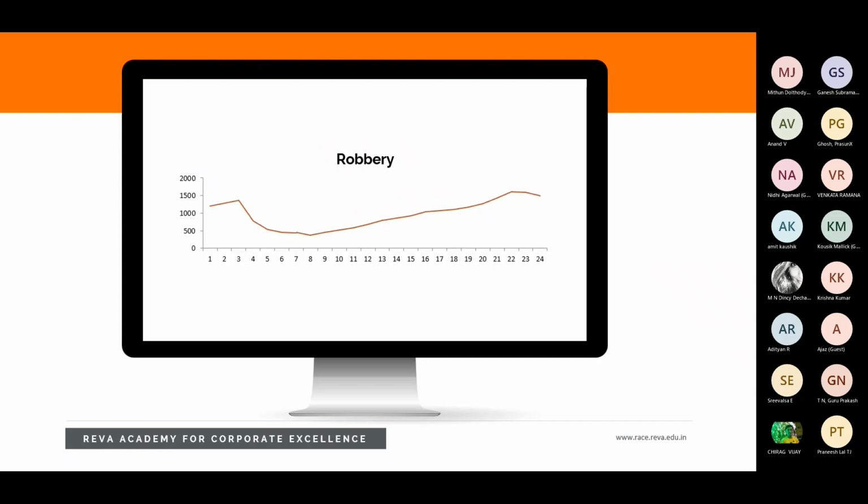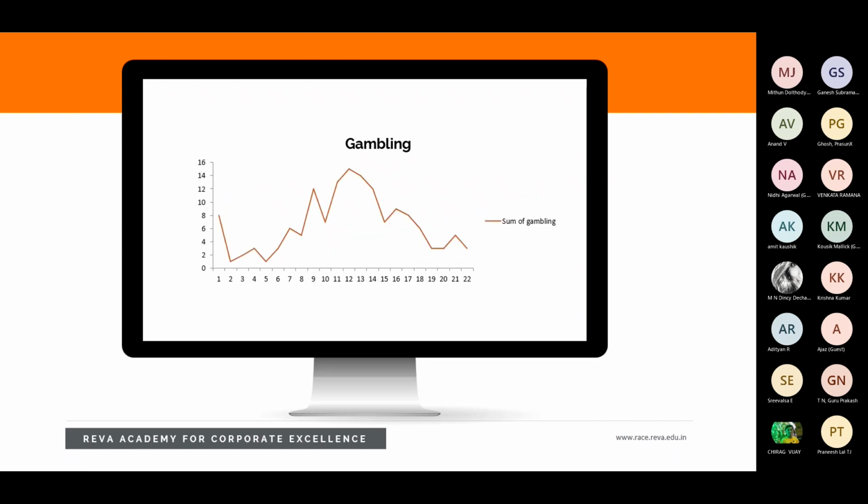Look at robbery, a completely different profile. Understandably, after around 10 o'clock onwards, it just picks up. Look at gambling. Look at the graphs itself. This graph is the earlier graph. Now this is the new graph. Gambling and such things happen in the United States of America. This is in San Francisco. This is live data, not cooked up data. So this is happening in the afternoon.